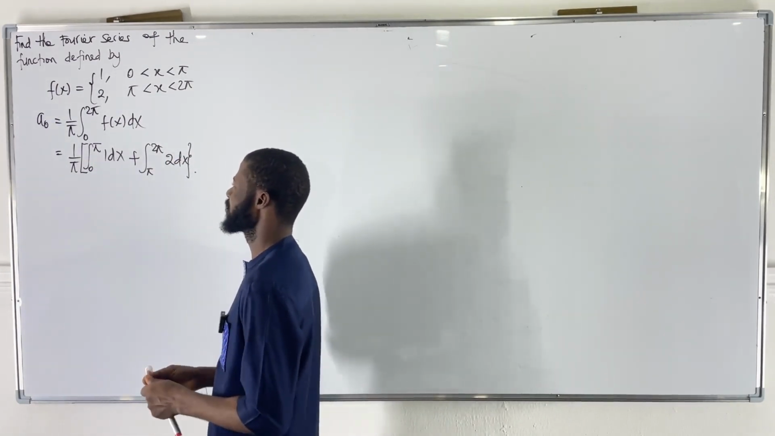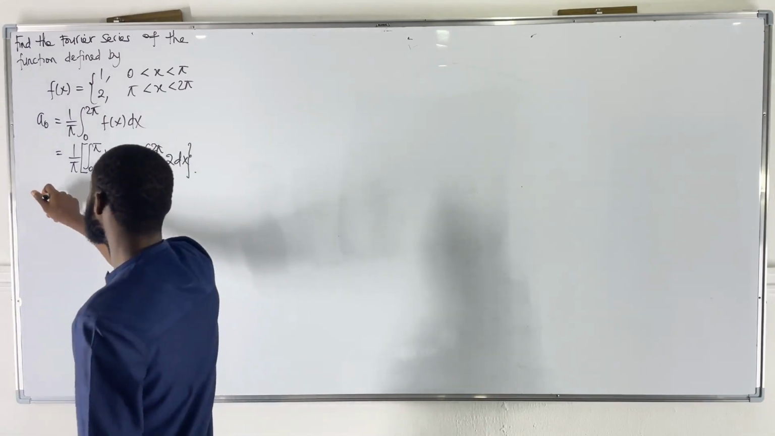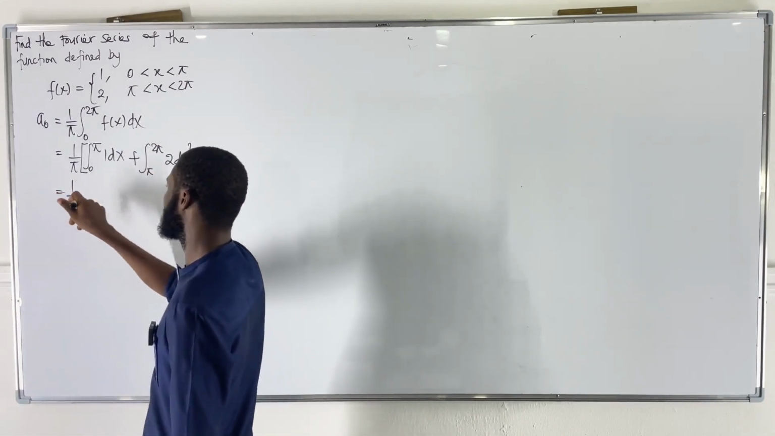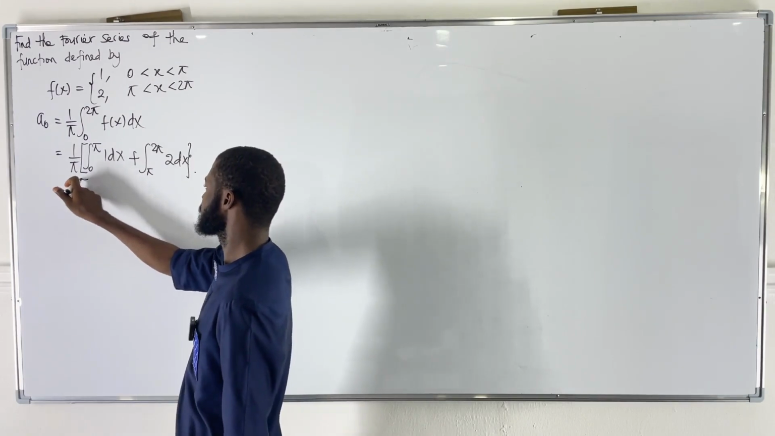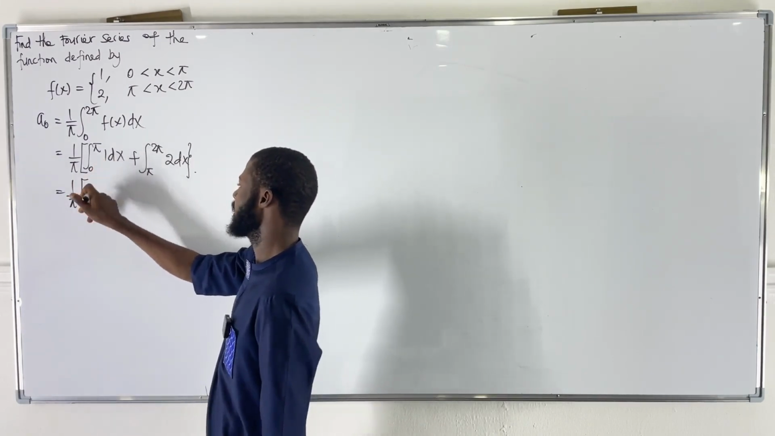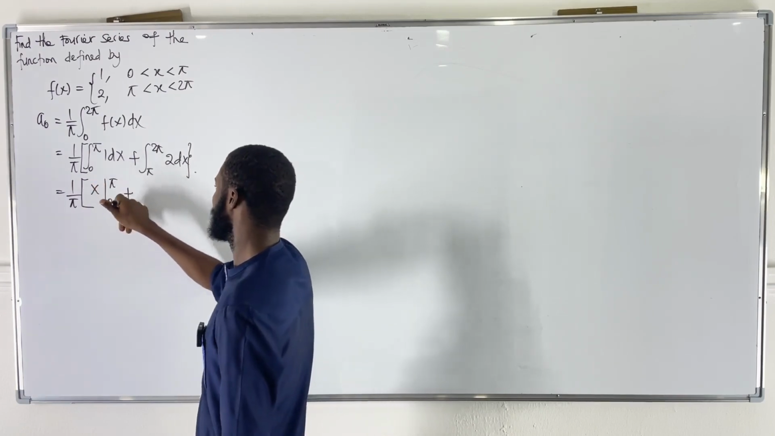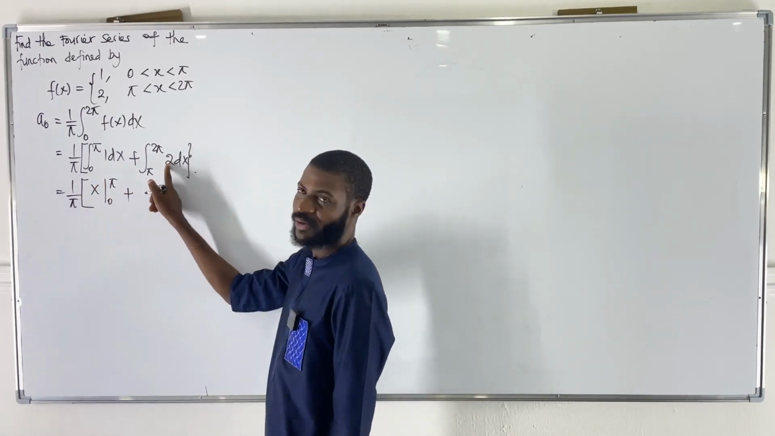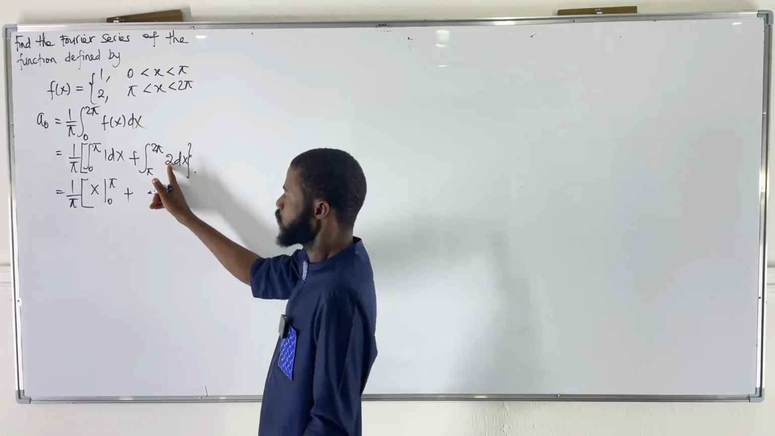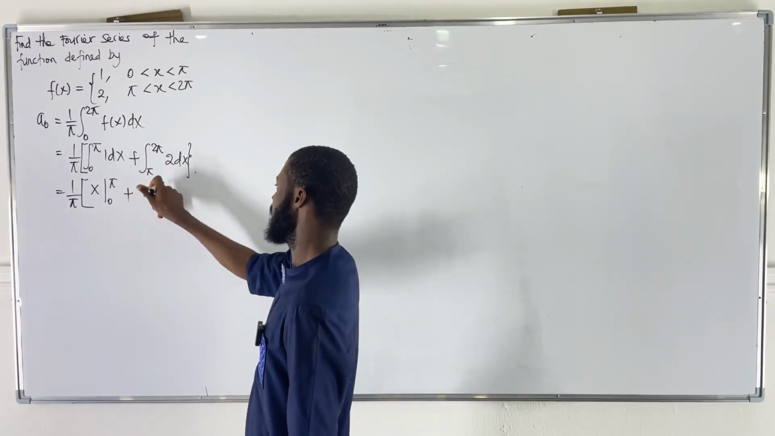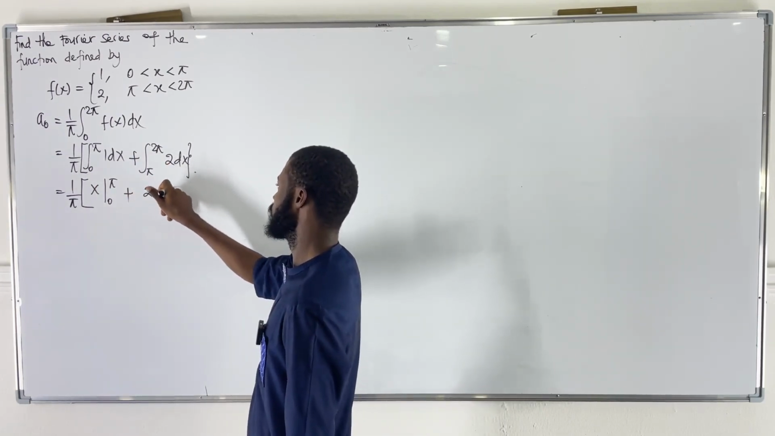Sorry, this will be 1 over pi. Then, if you integrate 1, you basically get x. So this is x from 0 to pi plus, now the 2 is a constant. So if you integrate 2, you just get 2x. So this will be 2x from pi to 2 pi.